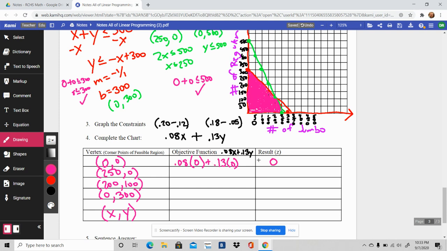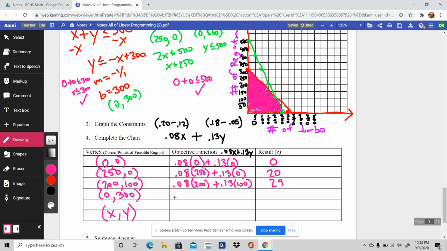If you don't make any biscuits, you're not going to make any money. All right, the next one, we're going to substitute in 250 for x, and then 0.13 times 0. So you can use a calculator. 0.08 times 250 is going to give you 20. For the next one, we're going to take 0.08 times 200 plus 0.13 times 100, and that is going to give us 29.